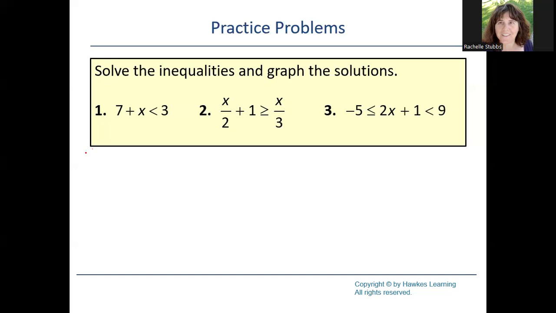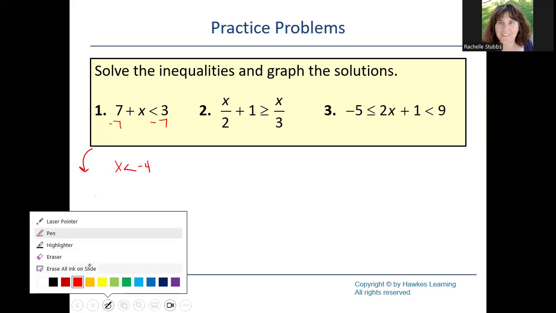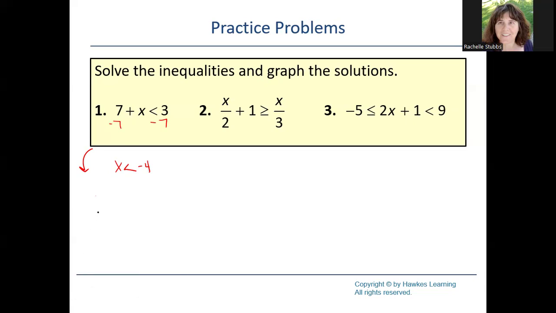So on number 1, I'm going to subtract 7 from each side. So x is less than negative 4. If I wanted to graph that, here's my number line. It's not equal to negative 4, so I'm going to put negative 4 here and draw a big open circle and an arrow this way, showing that it goes to infinity.